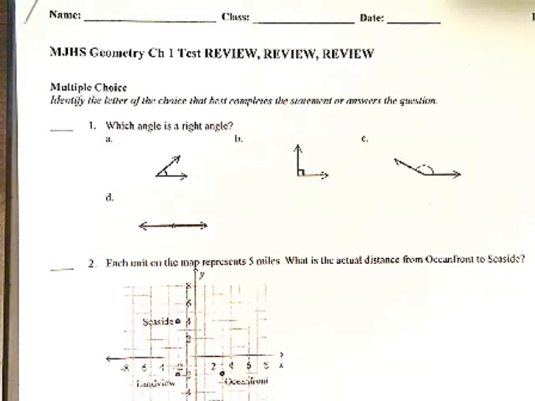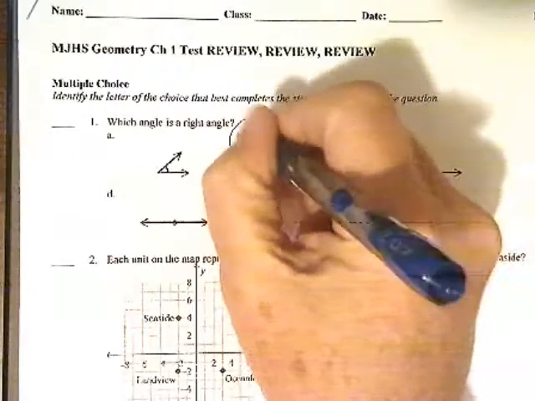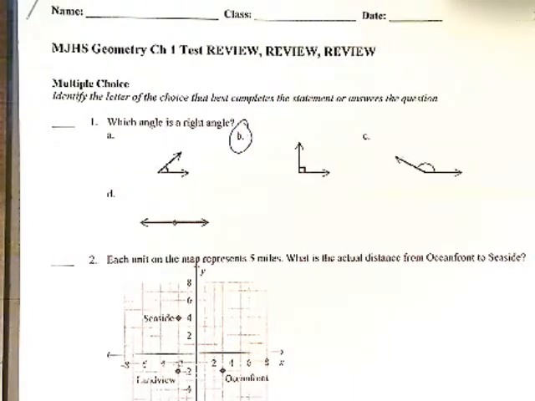It says, which angle is a right angle? And this is a very easy question, everybody can identify that right angle as B.